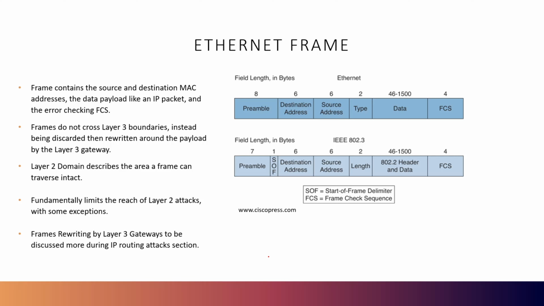We call the boundary in which a MAC address is confined a Layer 2 domain. This is what typically limits the reach of most Layer 2 attacks, with exceptions for things like VLAN hopping attacks. Since MAC addresses cannot leave a Layer 2 domain, the source and destination MAC address will be rewritten by each Layer 3 gateway hop by hop, with new frames per hop shuttling the IP packet along its Layer 3 path. We'll talk about that in another video in more detail.